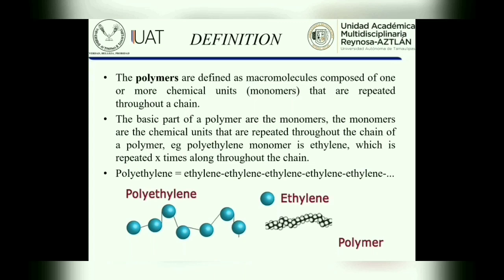Well, my subject title is polyethylene. I'm going to talk a bit about its definition, how it is produced, where it is produced, and some of the applications we can use. Polymers are defined as macromolecules composed of one or more chemical units, known as monomers, that are repeated throughout a chain. An example, as we can see in the picture, could be polyethylene. The monomer is ethylene, which is repeated a number of times throughout the chain.